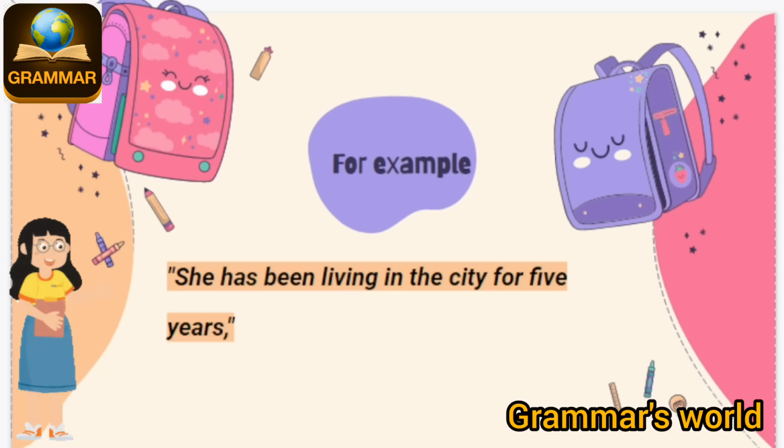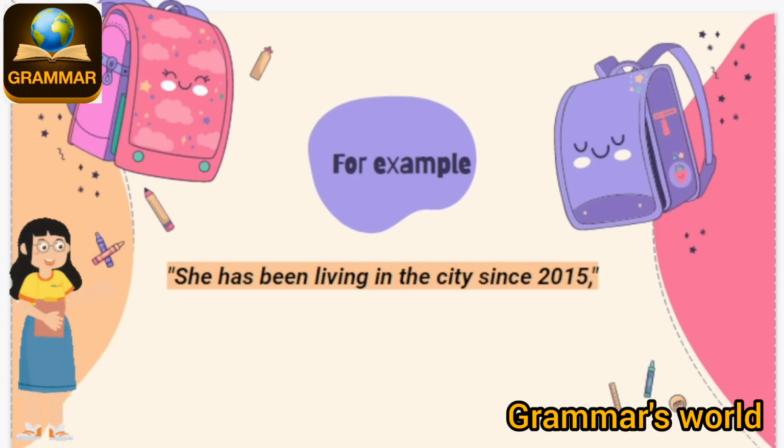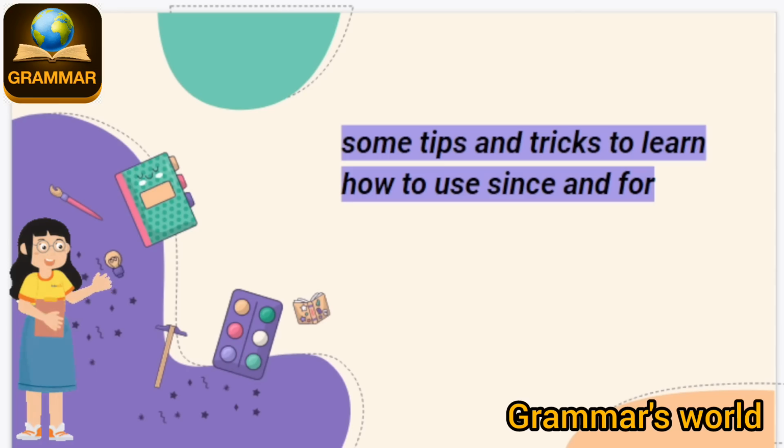Similarly, she has been living in the city for 5 years indicates how long she has been living in the city continuously. On the other hand, she has been living in the city since 2015 indicates when she started living in the city and how long she has been living there continuously. These are some examples of the use of since and for. Now I will discuss some tips and tricks to learn how to use since and for.